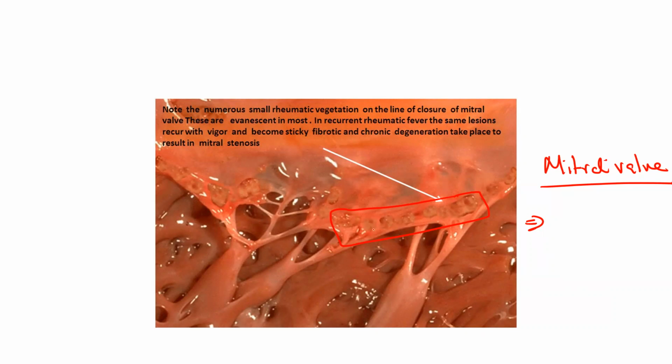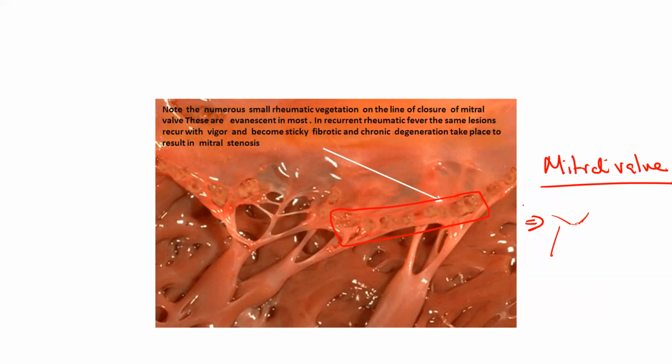Later, when there is healing, it will lead to fibrous thickening. These valves will become thickened, and there will be adhesions of the valve commissures and leaflets. There will be adhesions between the two leaflets of the mitral valve, and also in the chordae tendineae. Initially, numerous small verrucous vegetations appear, and later when they heal, this leads to thickening of the mitral valves, with adhesion between the leaflets and the chordae tendineae.